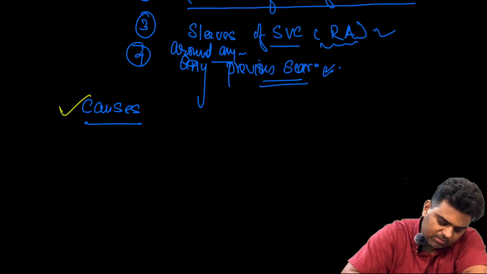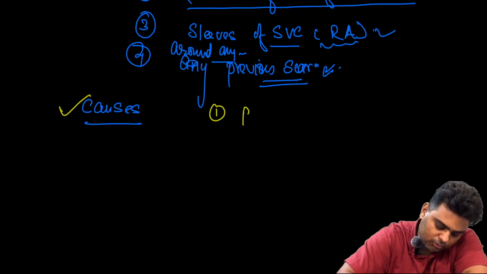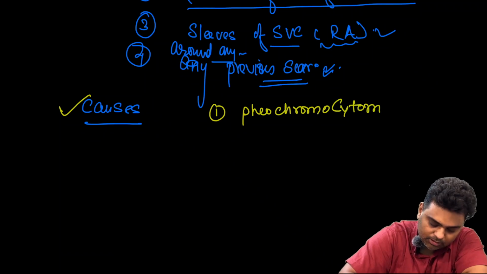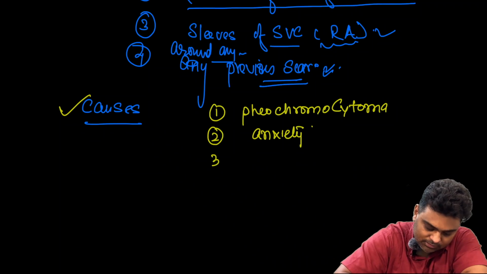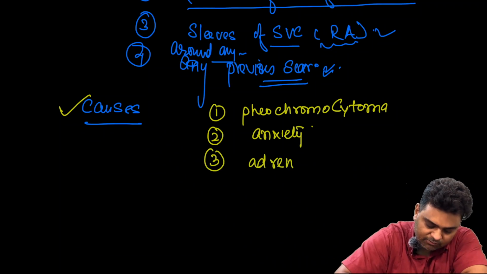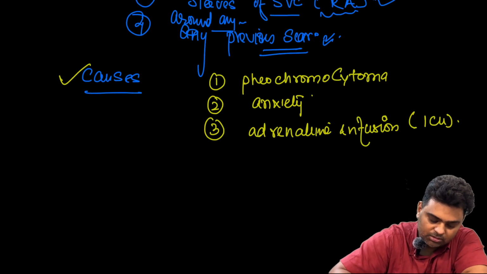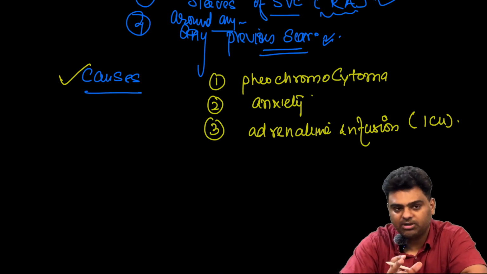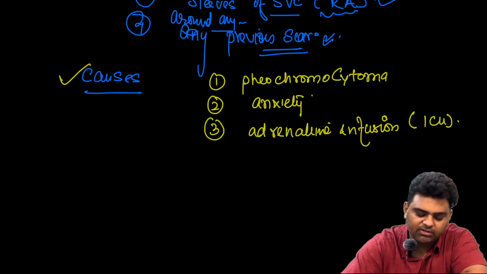The causes, please remember: anything where there is high adrenaline in the body, for example, pheochromocytoma, anxiety, adrenaline infusion, which is particularly used in cases of ICU. The most common arrhythmia in ICU after sinus tachycardia is atrial fibrillation. Therefore, people who are working in ICU have to know the management of atrial fibrillation, which we will discuss in detail.